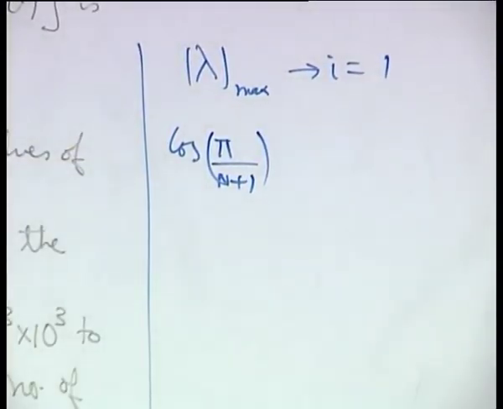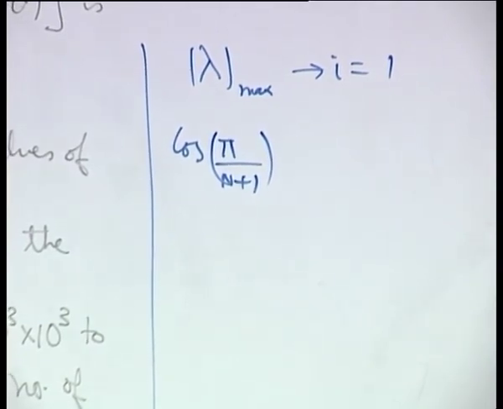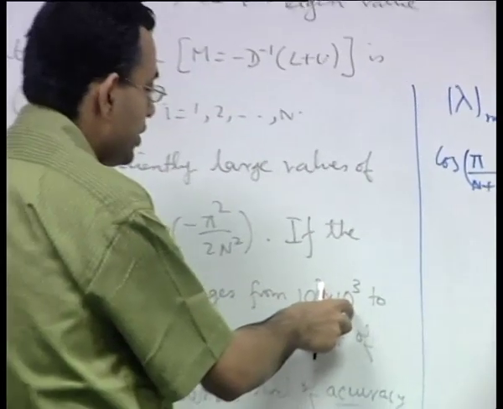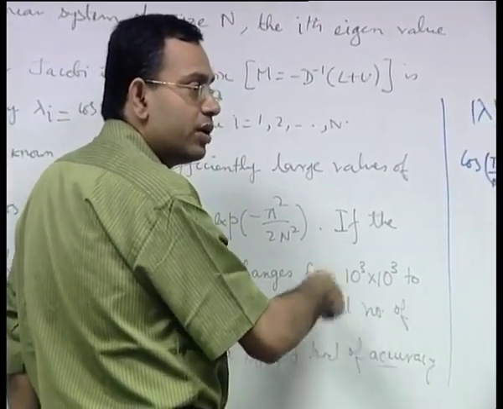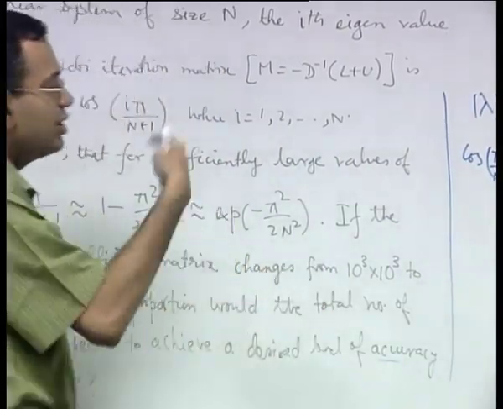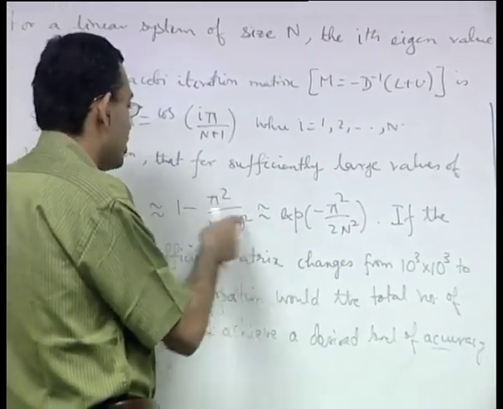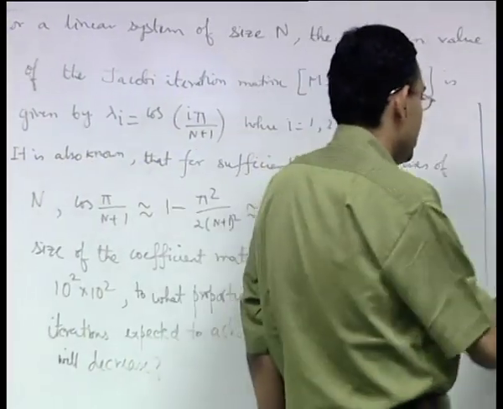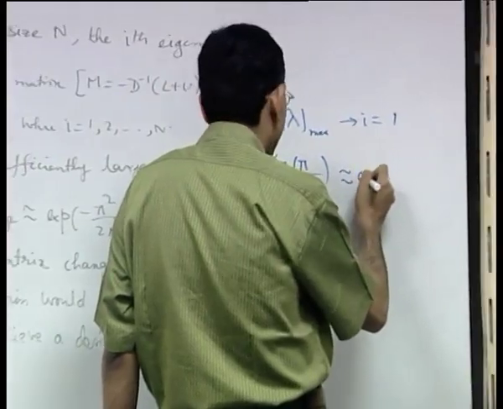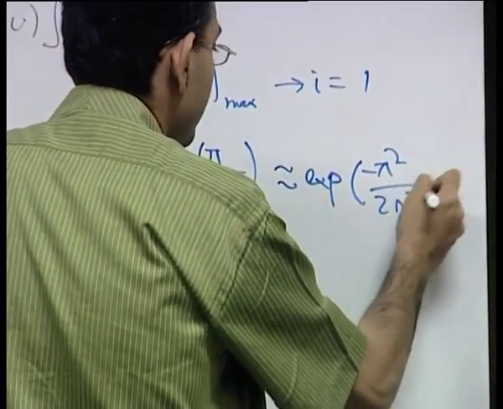Remember, n is the size of the coefficient matrix, and for the problem it is given that the size in one case is 10 to the power 3 by 10 to the power 3, another case 10 to the power 2 by 10 to the power 2. Both these may be considered large enough so that this approximation formula for cos can be used. So, this becomes approximately exponential minus pi square by 2 n square.